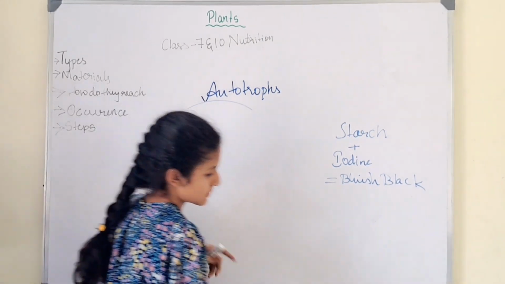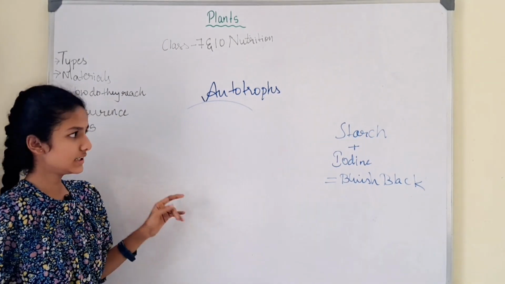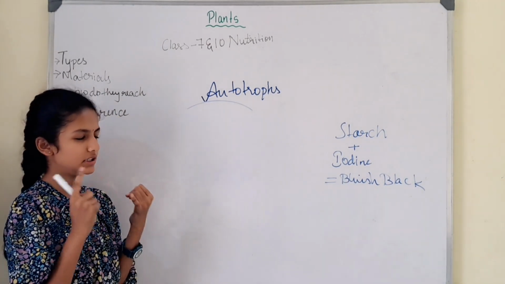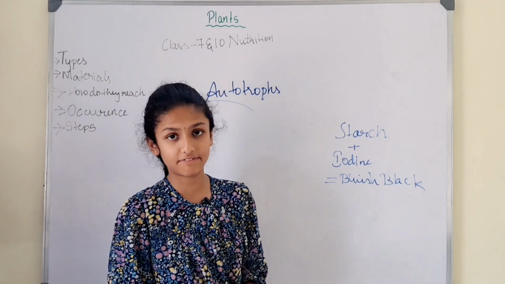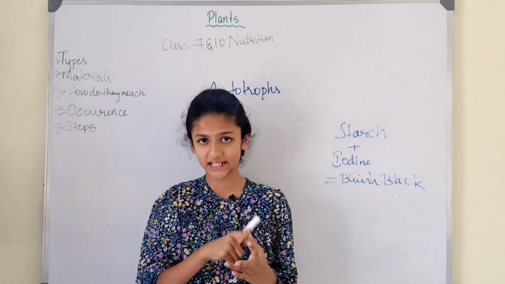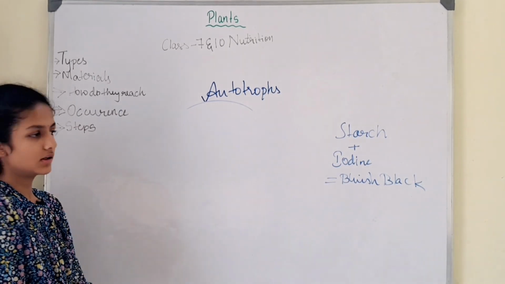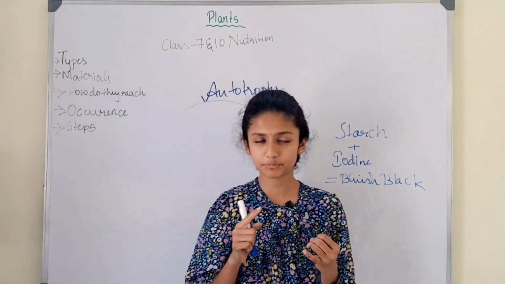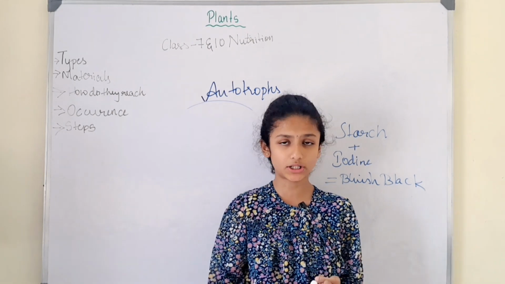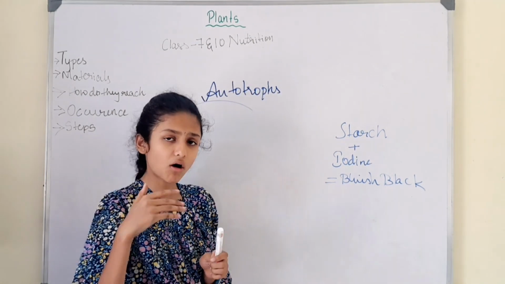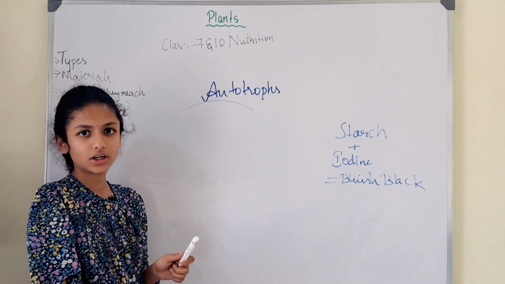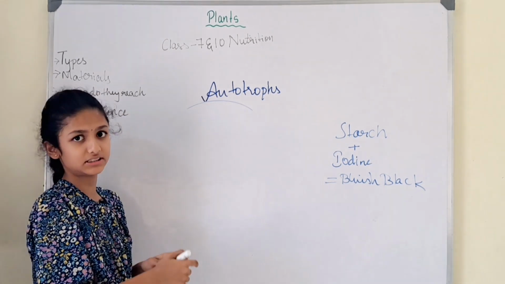Now, we saw Joseph Priestley's experiments, Mohan's half-leaf experiment, and the sunscreen experiment. Now what should we do? How do they reach the place? Suppose we need carbon dioxide, water, and sunlight. How are they all reached to the place where photosynthesis occurs?